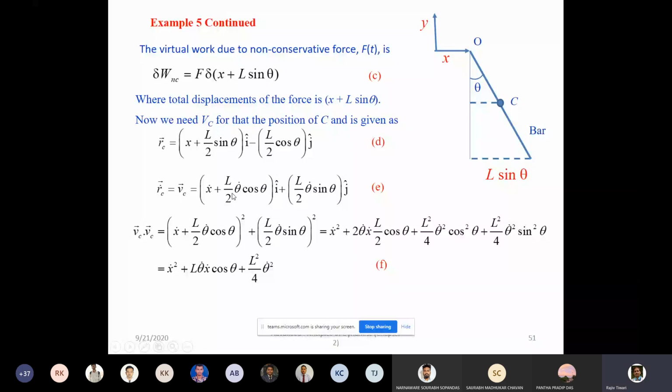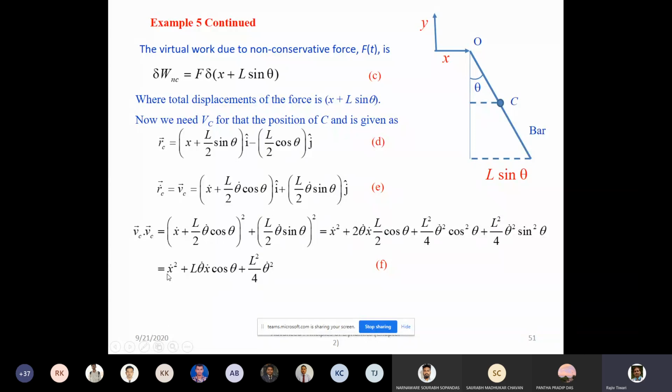Then because the kinetic energy involves the velocity squared, and because these are vectors, the dot product will be nothing but the square of this and the square of this. If we expand this, we'll get three terms from the first, and then this term, the fourth one. These last two terms can be combined, so that will give us L squared by 4 theta dot squared. The first and second terms will give this after simplification.